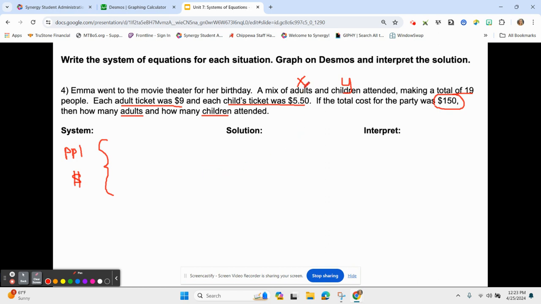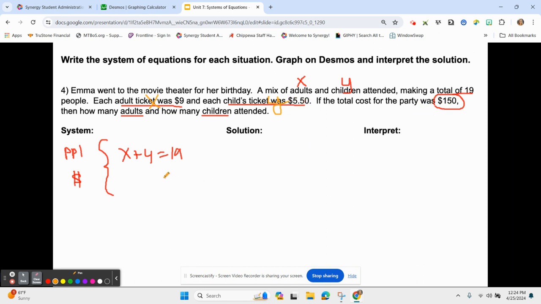Here's what I know. The number of adults plus children equals 19. X plus Y equals 19. Okay, so that equation tells us that there's got to be a total of 19 people, kids and adults. The second equation talks about money. The money involved gives us that each adult ticket was $9. So every adult ticket X is $9. Every child ticket Y is $5.50.